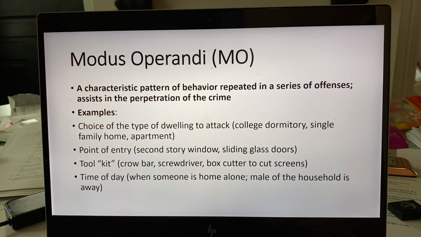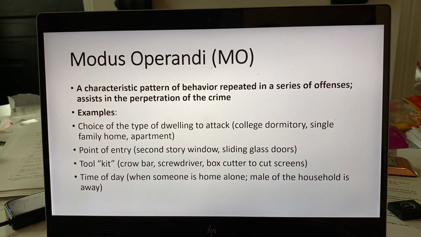Okay, back to serial killers. So I know you've probably heard this term if you watch any kind of crime shows, when the police talk about an offender's MO. MO stands for modus operandi. It's a characteristic pattern of behavior repeated in a series of offenses that, and this is the important part, assists in the perpetration of the crime. So basically, it helps the offender get away with it.